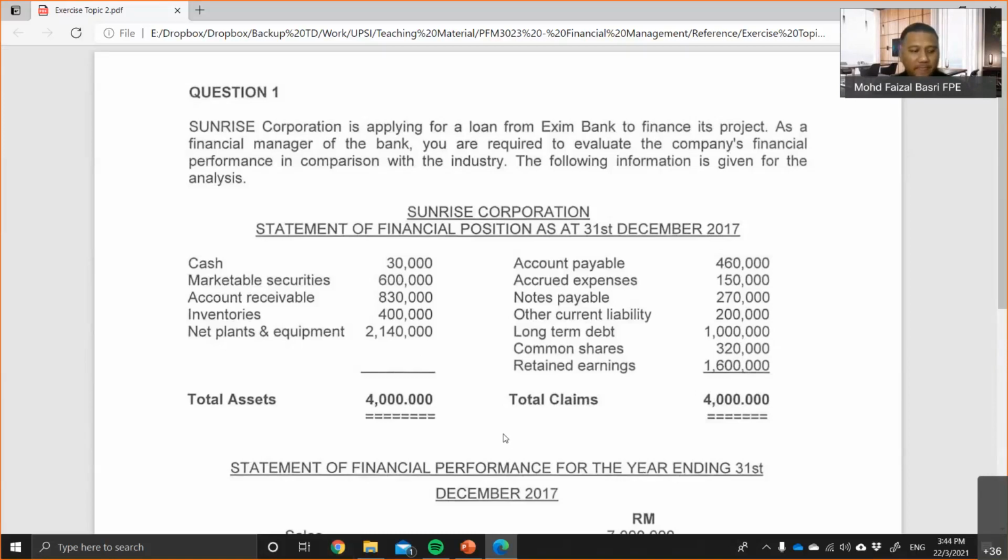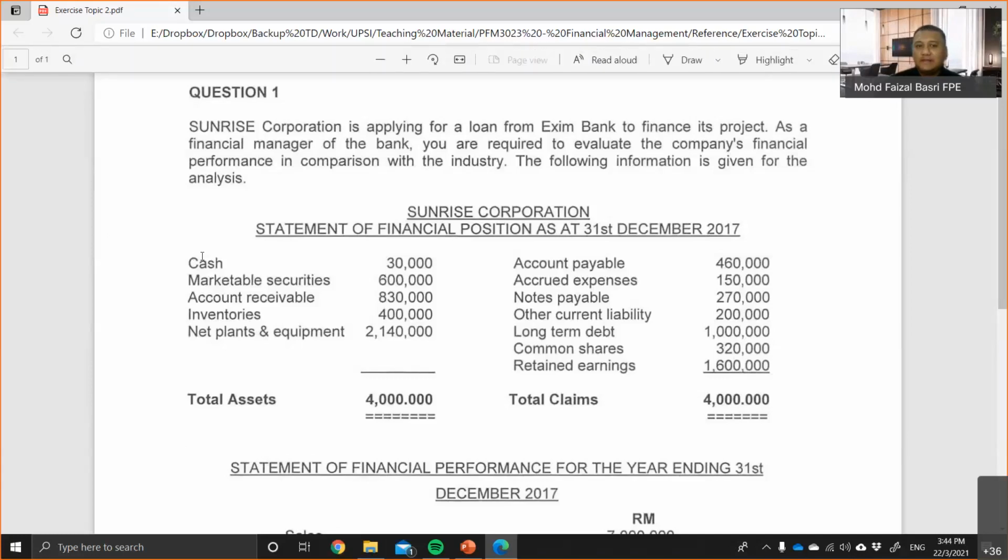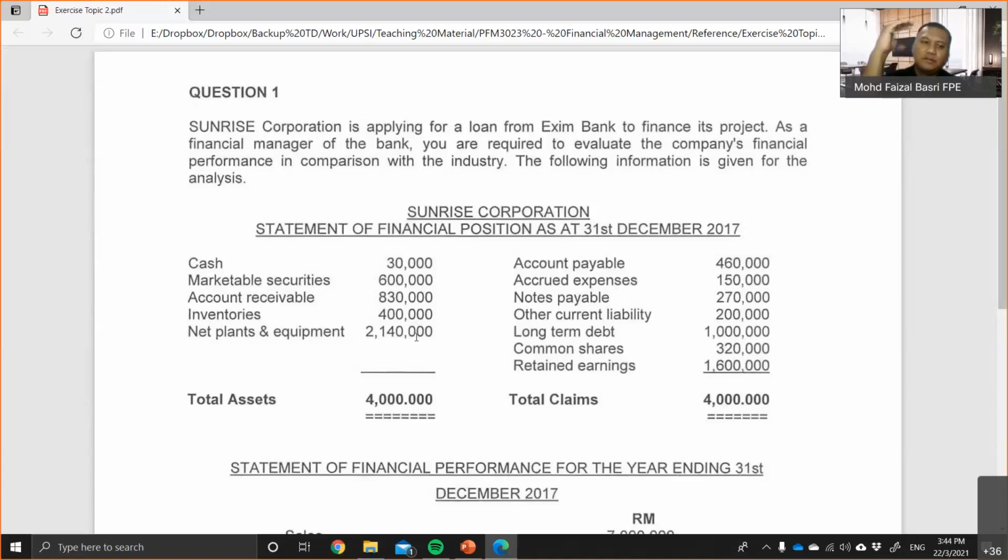If you remember tadi, for current assets, I give you some examples. We know cash is current assets. Marketable securities is current assets. Account receivables, also current assets. Inventories, also current assets. Okay, net plants and equipment, if you recall, is part of fixed assets. So therefore, our current assets ends until inventory. So as I said, dia takkan jumble up. Dia akan list it in order. Cuma dia tak label. They will not label them. Okay, so you don't have to worry about identifying information.